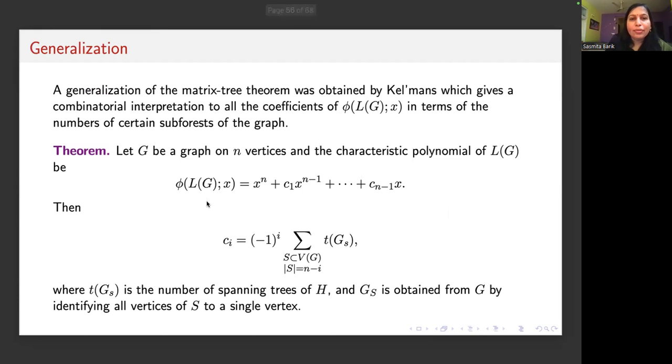And so basically it relates to the coefficients of the characteristic polynomial, as I told. So this is a more general result, by Kelmans. This gives the combinatorial interpretation of the coefficients of the characteristic polynomial of L(G), in terms of the number of certain subforests of the graph. So here you may not get spanning trees, but spanning subforests, or forests, that way.